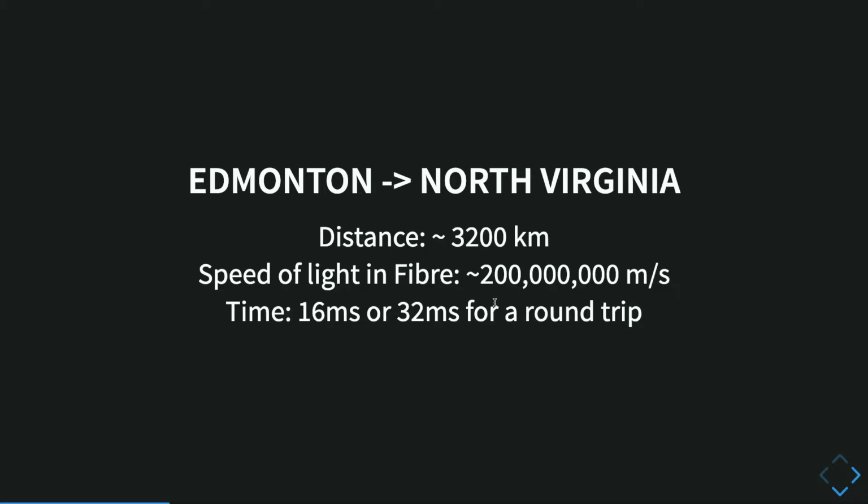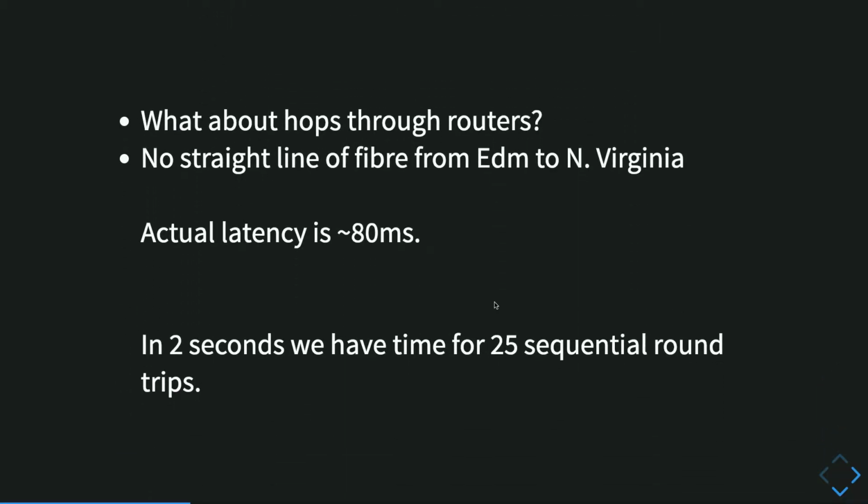So for a round trip, 32 milliseconds. All those round trips we talked about, that's 32 milliseconds each. That adds up fairly quickly. What about hops through routers though? Because that 32 milliseconds, it's not that fast. It's more like 80 because it has to go through routers.